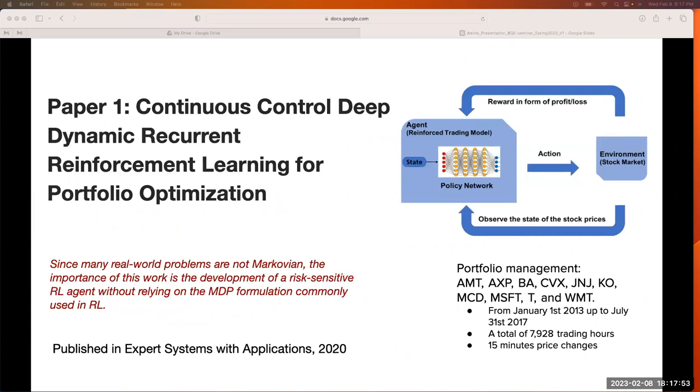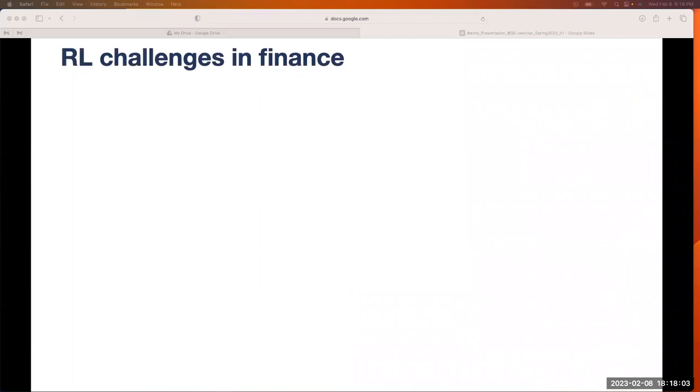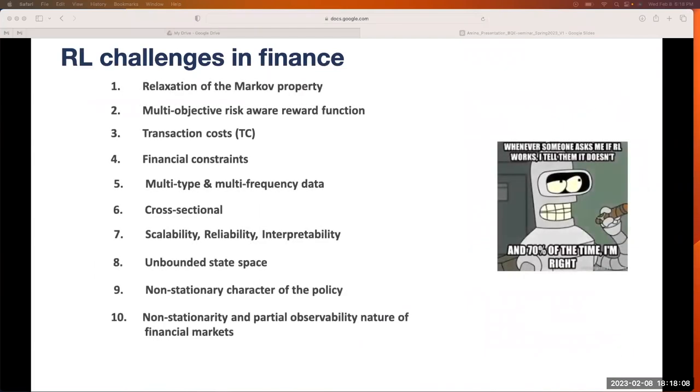So in our first paper, we took the initial steps to apply RL to a realistic portfolio management problem. So we identified 10 challenges for RL in finance. Due to these challenges, conventional RL approaches do not work for finance, which means significant changes to RL are required. We present four papers that address these issues.